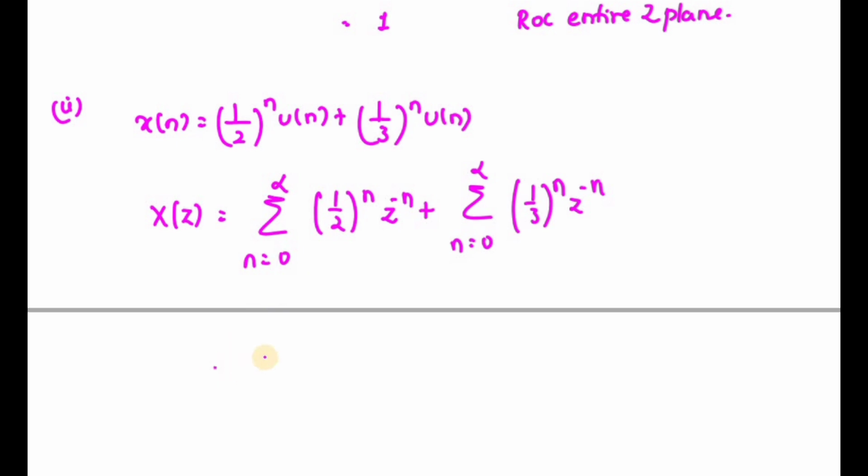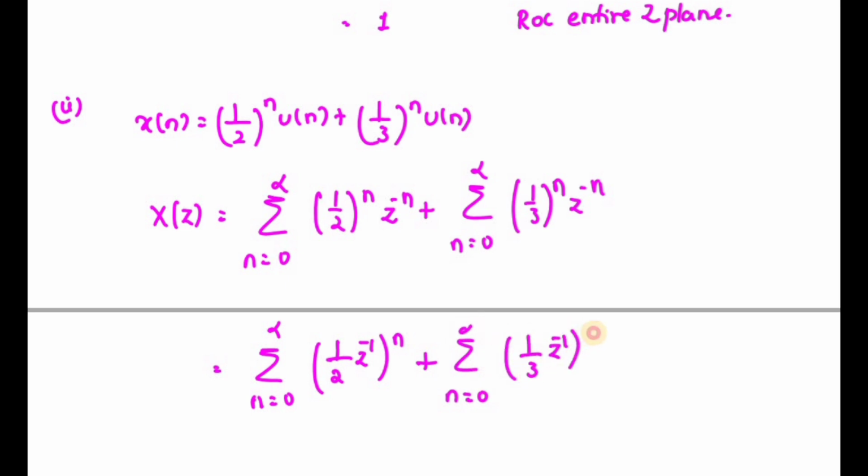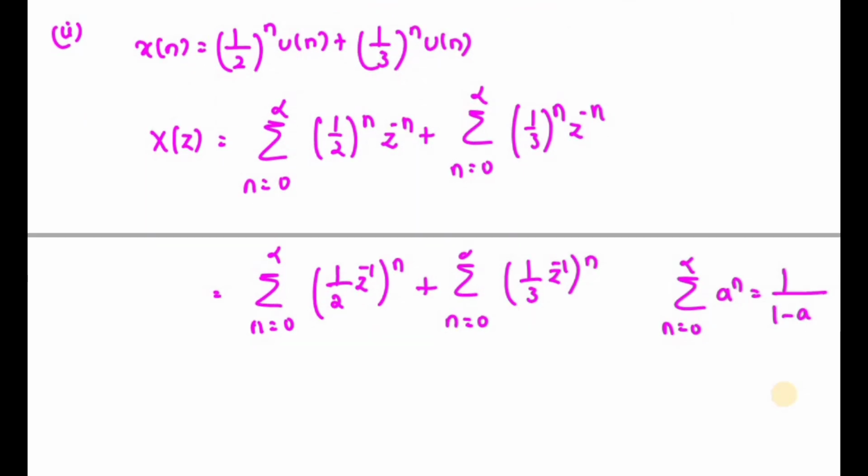So this is equal to summation n is equal to 0 to infinity of 1 by 2 z power minus 1 the power n, plus summation n is equal to 0 to infinity of 1 by 3 z power minus 1 power n. So here the formula, we have already discussed this formula, right? The formula for this one is 1 divided by 1 minus c. So I write it as 1 divided by 1 minus 1 by 2 of z power minus 1 plus 1 divided by 1 minus 1 by 3 of z power minus 1.